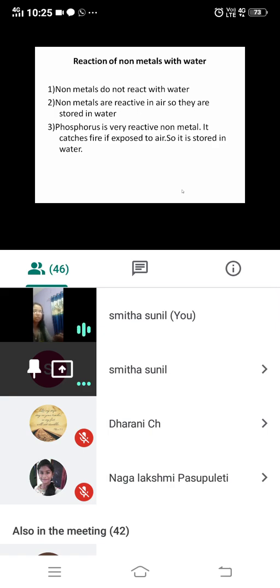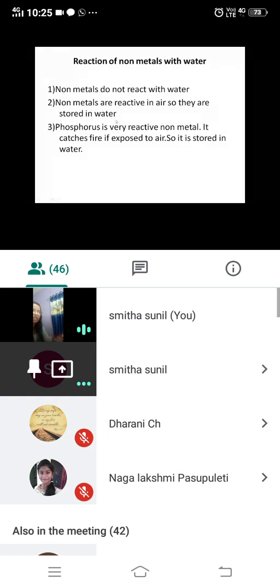So the next topic is how non-metals react with water. Non-metals do not react with water. We have seen metals react with water, but non-metals do not react with water. Non-metals are reactive in air. Air means oxygen, which we have seen earlier. So they do not react with water. So non-metals can be kept in water. For storage, we can keep them in water.